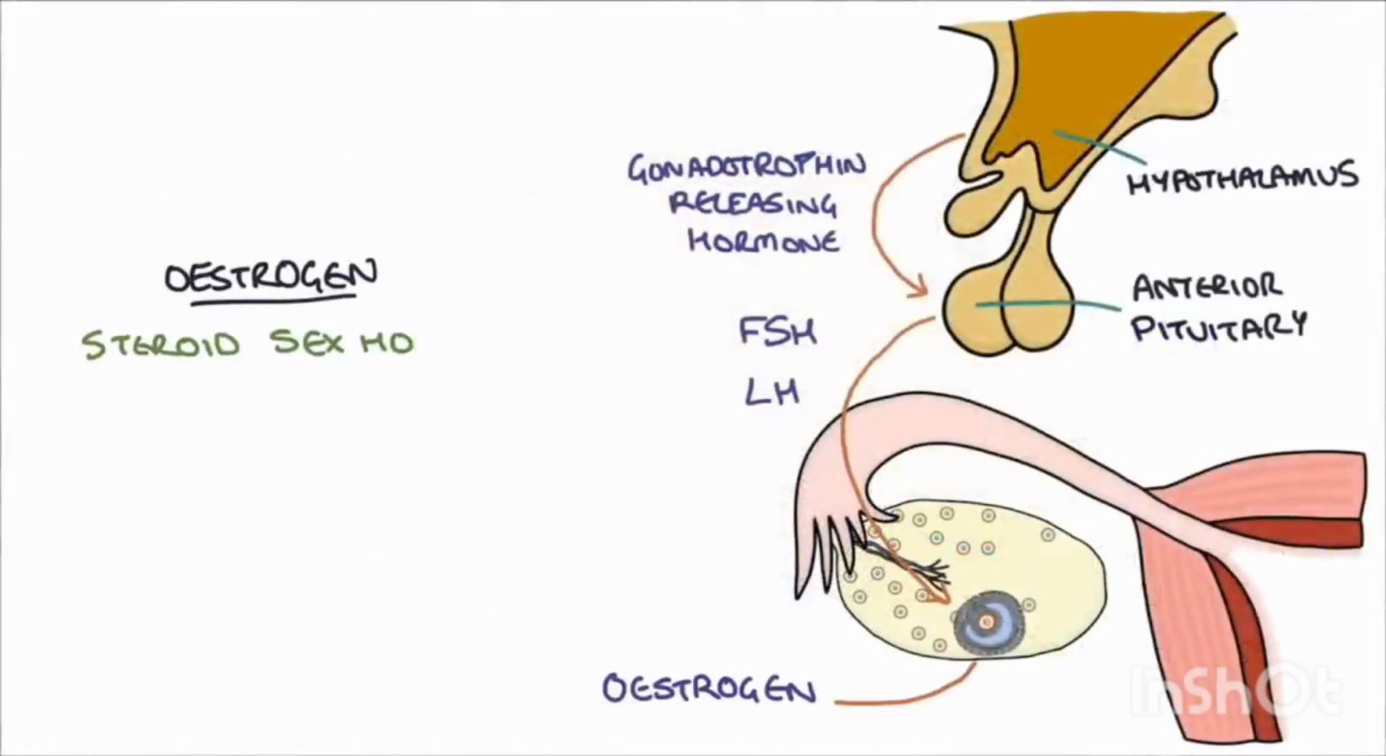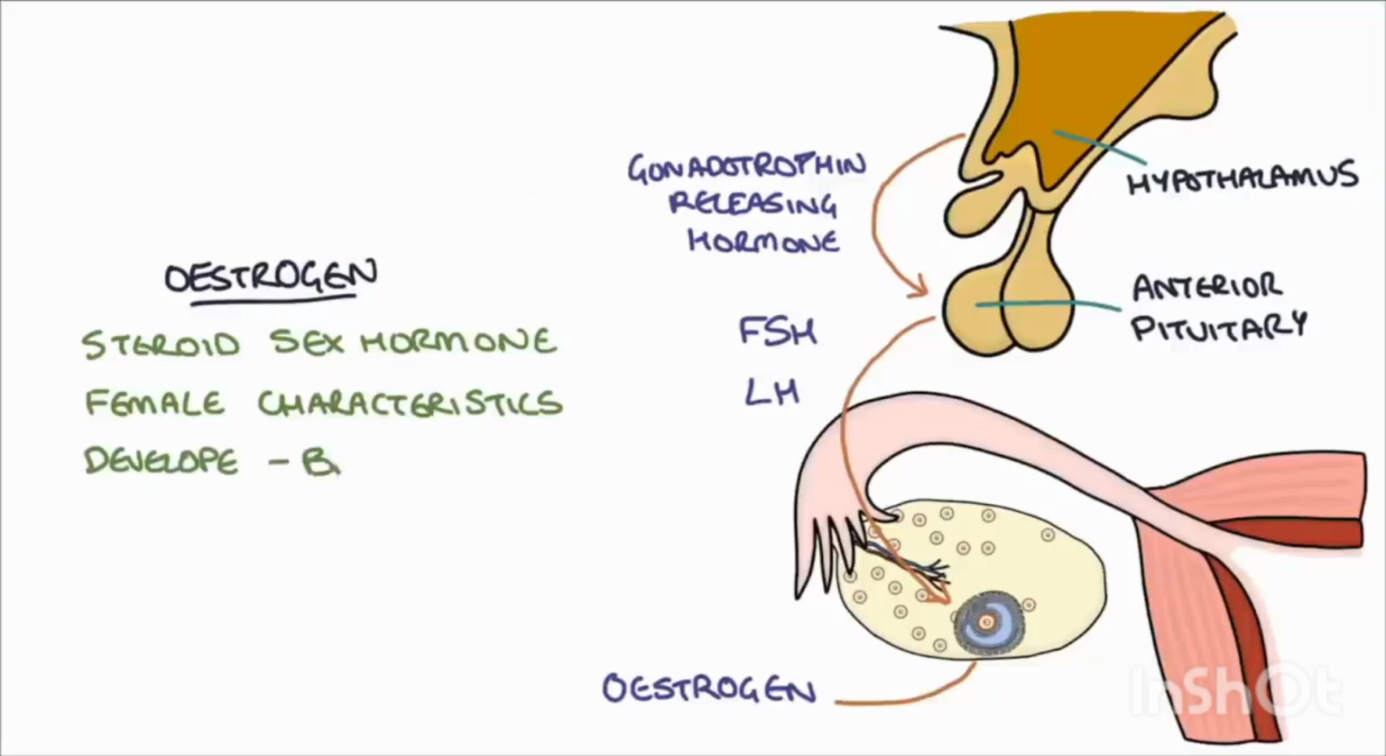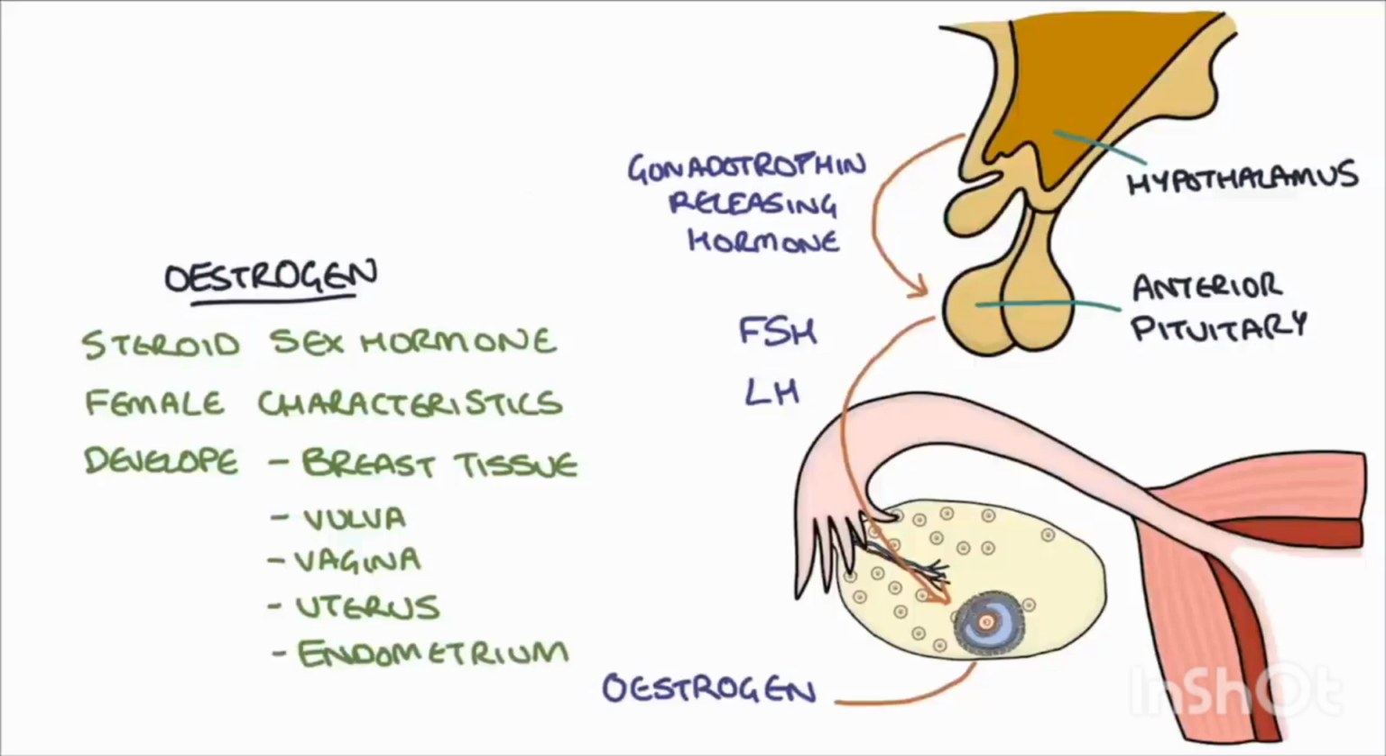Estrogen is a steroid sex hormone that acts on tissues with estrogen receptors to promote female secondary sexual characteristics. They stimulate the development of breast tissue and other female sex organs around puberty, such as the vulva, vagina, and uterus. They also stimulate the blood vessels in the uterus and the development of the endometrium, and they cause the mucus in the cervix to become thinner so that the sperm are able to penetrate it around the time of ovulation so that they can get into the uterus and get to the egg to fertilize it.